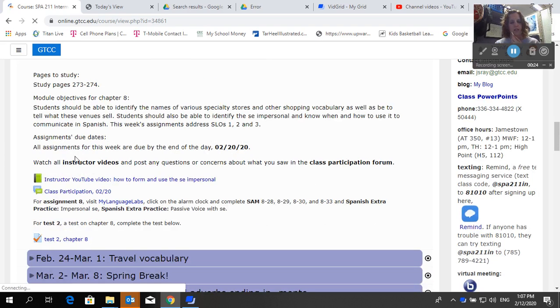You should be able to identify the same personal and know when and how to use it to communicate in Spanish. This week's assignments address student learning outcomes 1, 2, and 3. All of this week's assignments are due on the 20th.